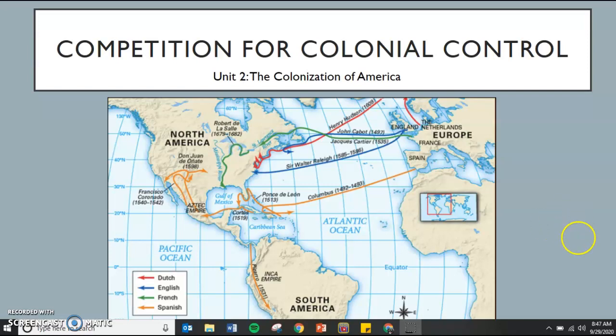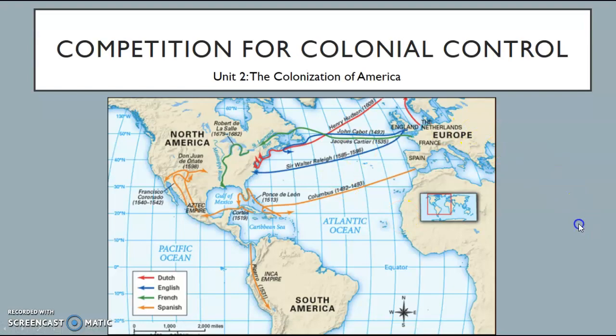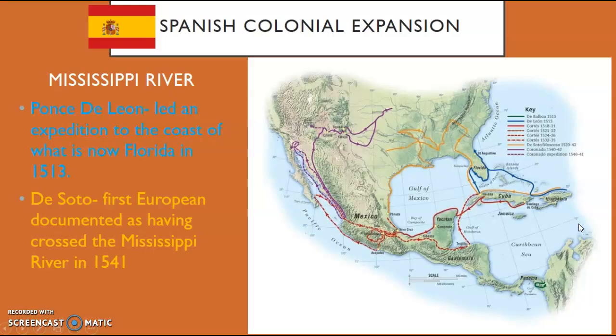So the first of the countries that we're going to look at, if I can get the slide to move. There we go. It's the Spanish. And so you'll see here on this map that the Spanish started with their expansion in this area right down in here, with Ponce de Leon and his expedition into what we now call Florida, and then De Soto, and you actually learned about both of these explorers in our last unit, De Soto having come up here in the Mississippi River area. So the Spanish started down in the southern part of North America.